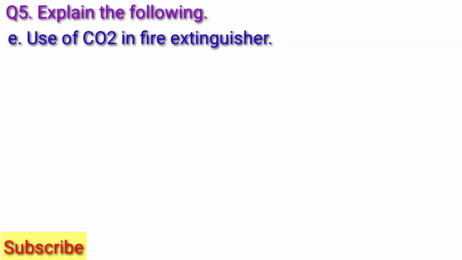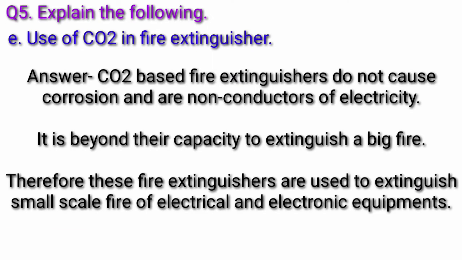Next, E. Use of CO2 in fire extinguishers. Answer. CO2 based fire extinguishers do not cause corrosion and are non-conductors of electricity. It is beyond their capacity to extinguish a big fire. Therefore, these fire extinguishers are used to extinguish small scale fires of electrical and electronic equipment.